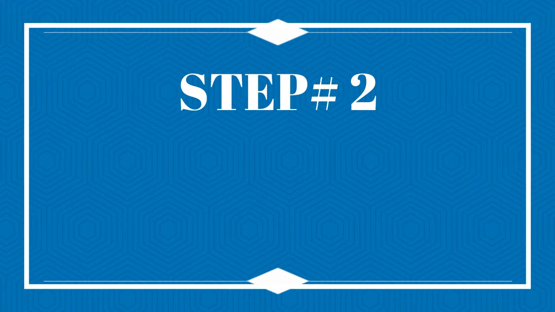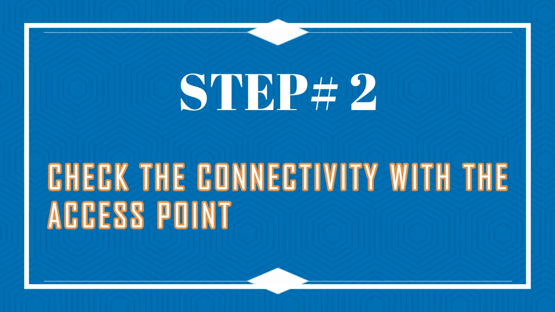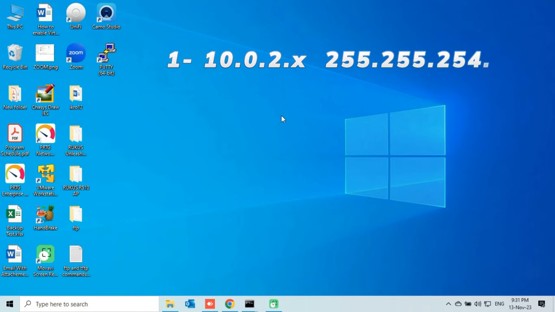Step number 2. Check the connectivity with the access point. In this step, we will continuously check the connectivity with the access point. Here, we will be working on 2 different networks. 1, my test network which is 10.0.2.x with subnet mask 255.255.254.0. My laptop and the access point are connected to my test network and both the devices also have assigned the same network's IP addresses.